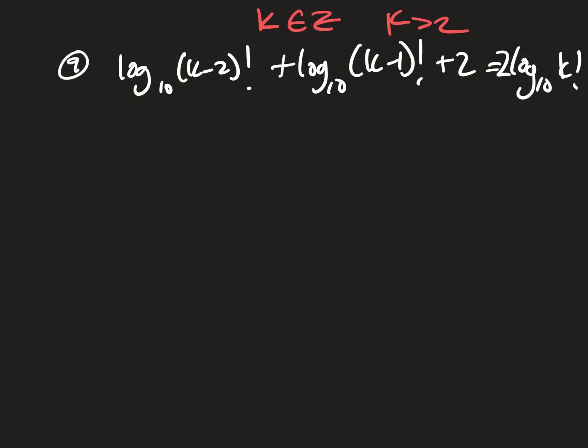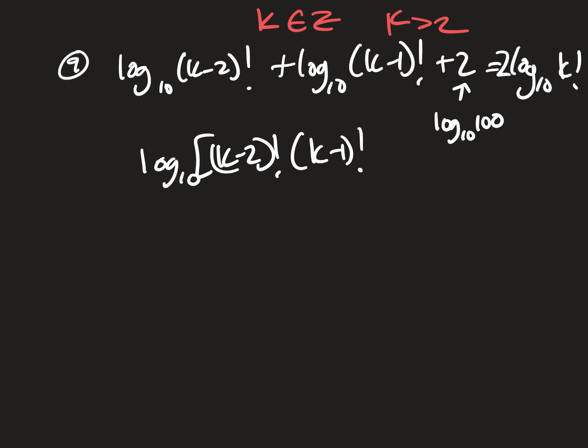Okay, so to do this, the first thing I notice is that on the left, I've got addition of logs of the same base, and let's make 2 into log base 10 of 100. So then I can condense separate logs separated by addition into a single log by multiplication. So this would be log base 10 of (k minus 2) factorial, (k minus 1) factorial, and then times 100. And on the right side, again, because it's the same base, let's bring the 2 up to the exponent. Because remember, the nice thing about having a log of the same base on both sides is that the only way this is true is if the insides are equal.